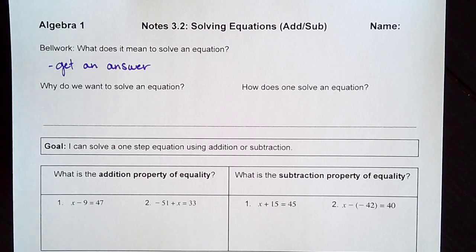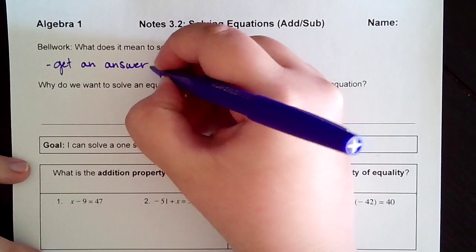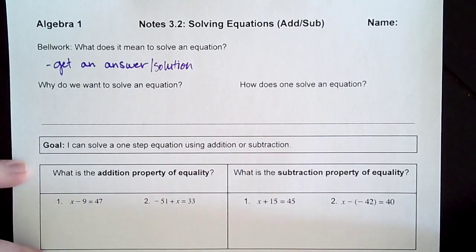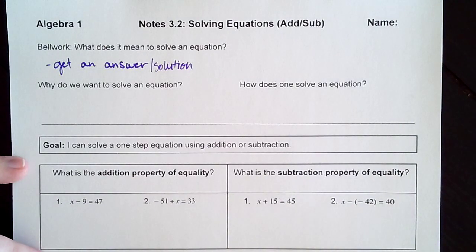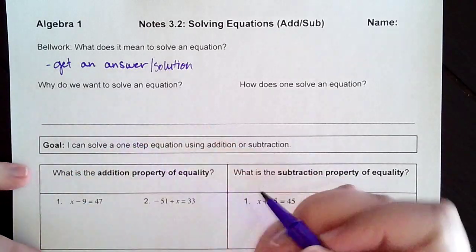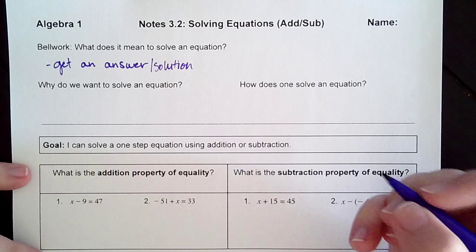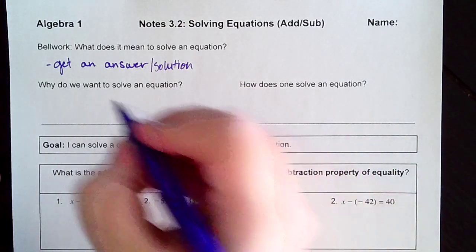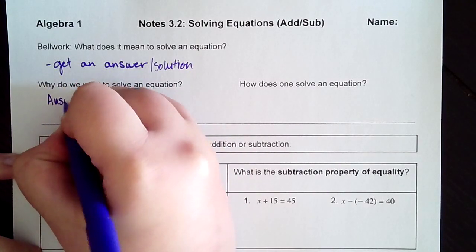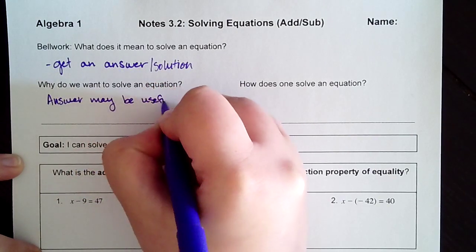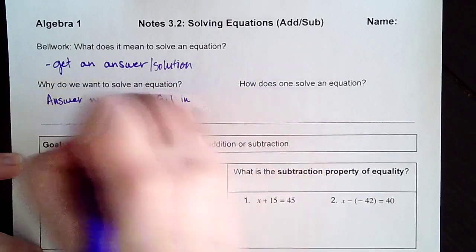In our case, solving an equation means to get an answer or to get a solution. With an equation, that usually means that the variable is all by itself. Well, why do we want to solve an equation? Early on, solving an equation just means we get an answer. But later in math, we're going to use our solution from the first equation to potentially help us in other equations. So the answer may be useful in later problems.